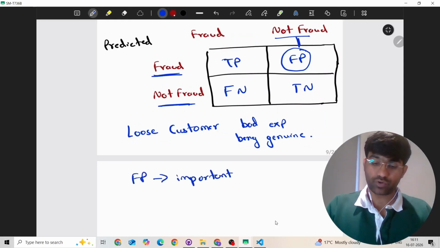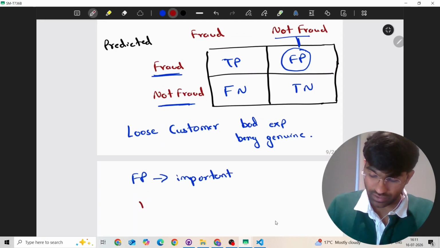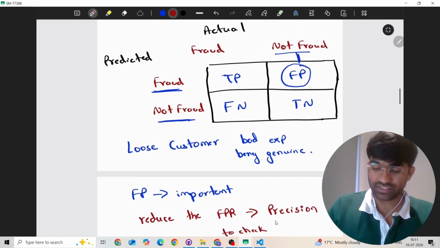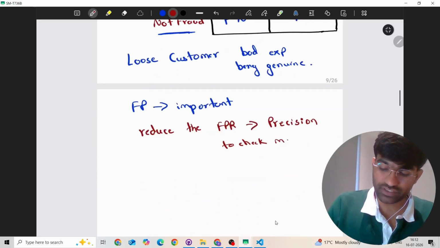So the project requirement is to reduce the false positive rate. So we have to go for precision to check model accuracy.